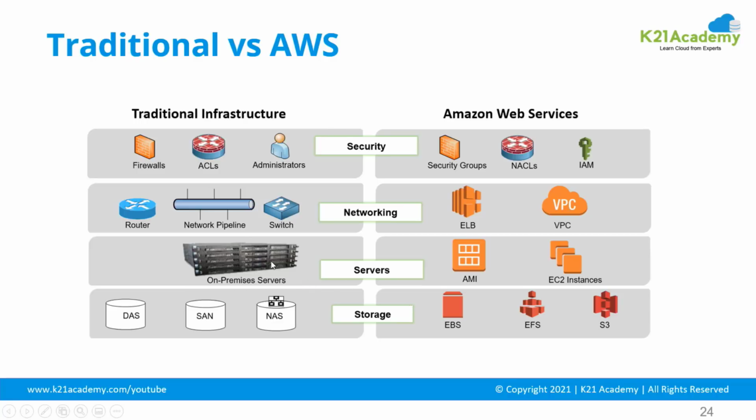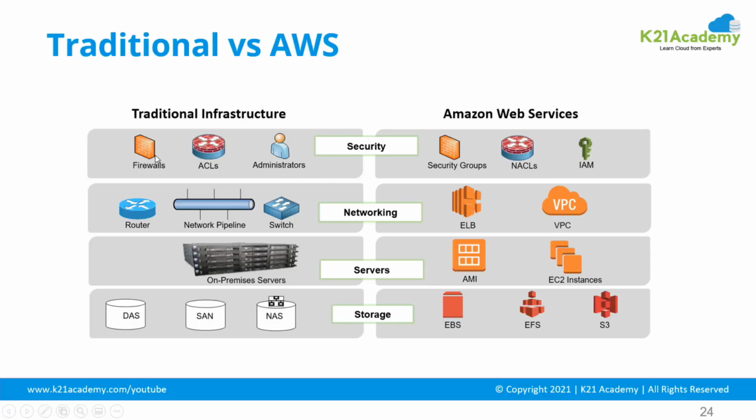Then you have servers. On-premise, you used to have bare metal servers, physical servers, or virtual machines. Similar to that, you have instances, EC2, Elastic Compute Cloud, which are servers that you can build on cloud. Similarly, in networking, you have on-premise routers, network pipelines, and switches. Similar to that, you have VPC, which is Virtual Private Cloud, ELB, Elastic Load Balancers, and Route 53, which is your DNS service, and so on.